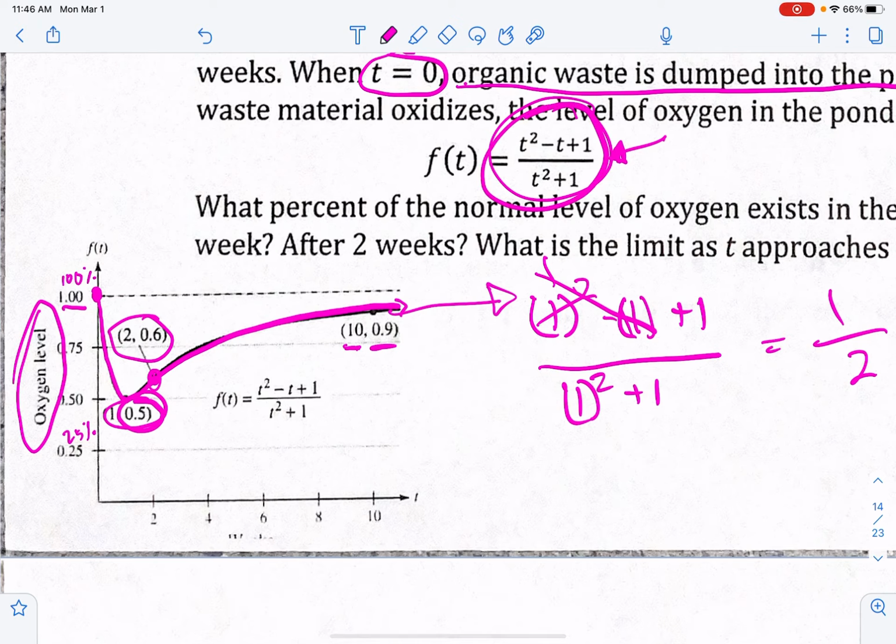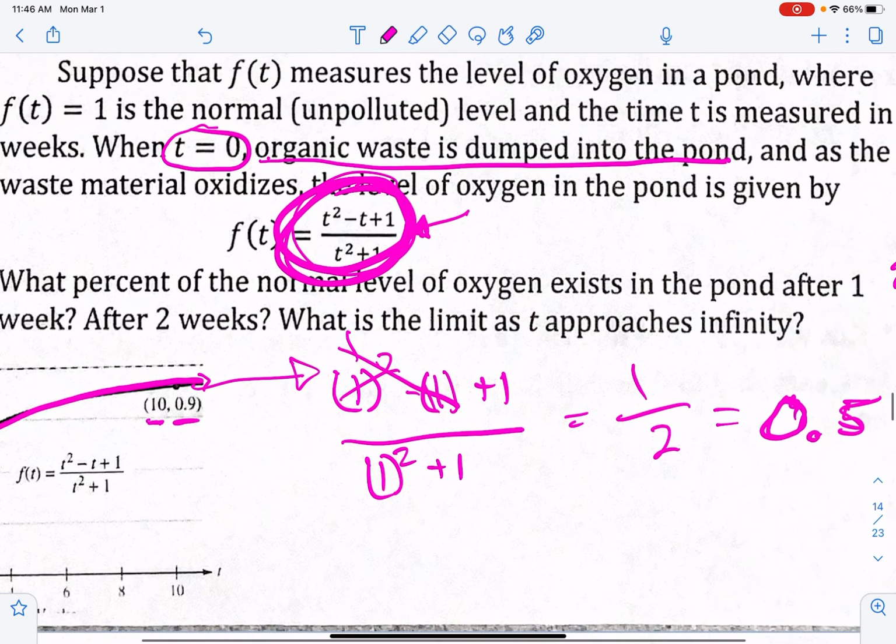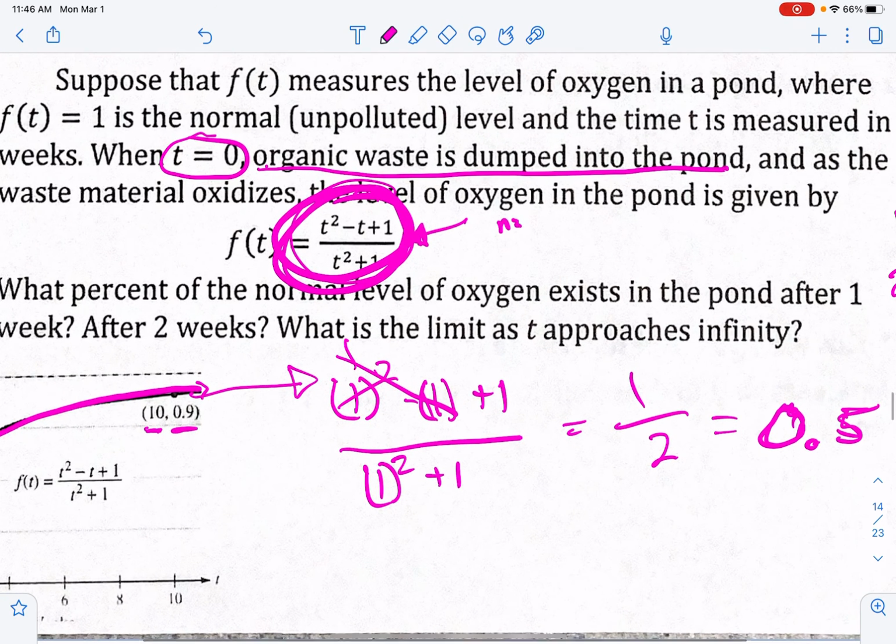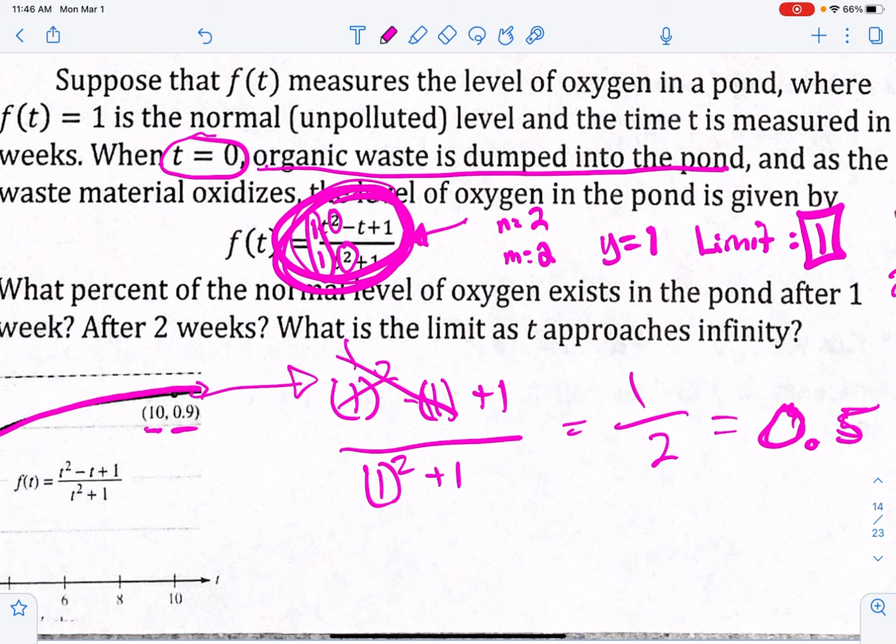You can see by looking at this equation here that if you look at n and m, n is 2, m is 2. Since they're both the same, we look at the leading coefficients, which are the numbers in front. And since there are no numbers, it's 1 over 1. So the horizontal asymptote is 1, which means our limit is 1, which means 100%. So it is slowly trying to bounce back up to that 100%.